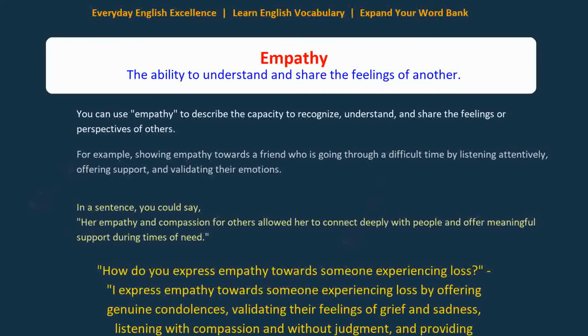How do you express empathy towards someone experiencing loss? I express empathy towards someone experiencing loss by offering genuine condolences, validating their feelings of grief and sadness, listening with compassion and without judgment, and providing emotional support, comfort, and reassurance during their time of need, which acknowledges their pain and helps them feel understood and supported in their grieving process.